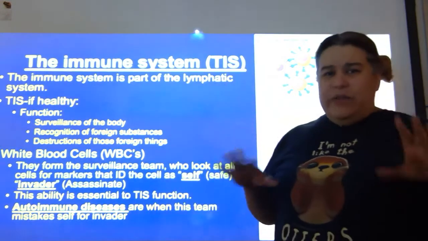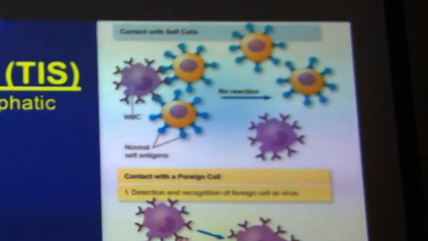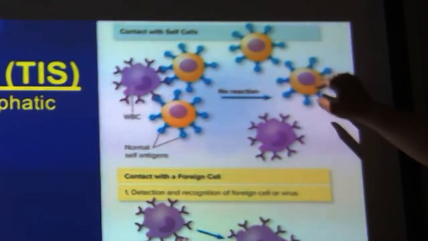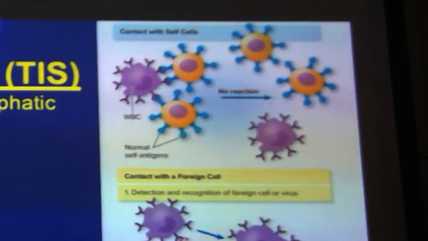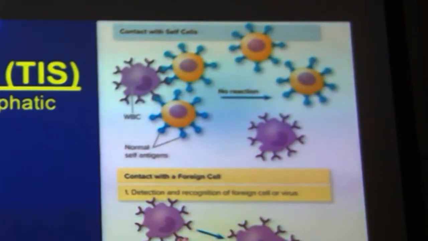So getting to how this happens, looking up here at the top, we have self cells. The orangey cells are the body's cells, your body's cells. See these little spike things that are on top? These are actually called antigens. It's a protein or a protein carbohydrate combo that identifies the cell as being you, kind of like a fingerprint. Your fingerprint determines that that hand belonged to you.